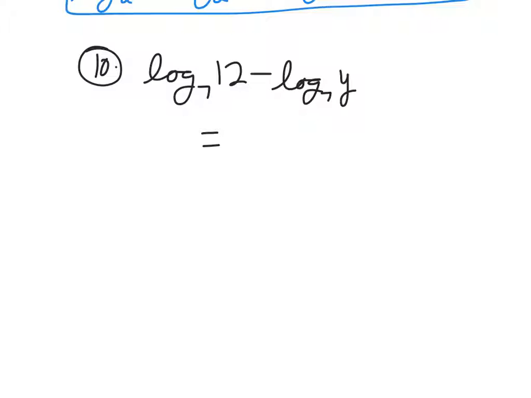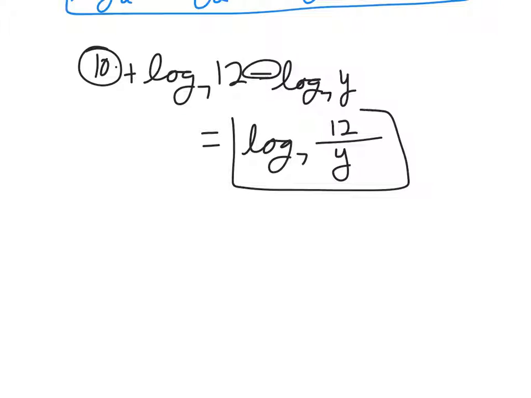If it comes from a positive logarithm, it's going to go in the numerator. If we have a negative logarithm, it's going to go in the denominator. So all we were looking for here is the log base 7. 12 is going to go numerator. Y is going to go denominator. Log base 7 of 12 over y.